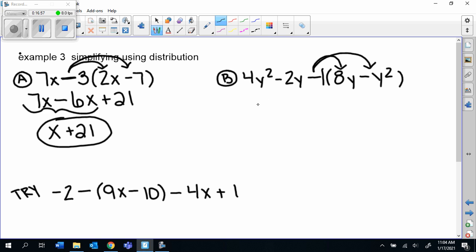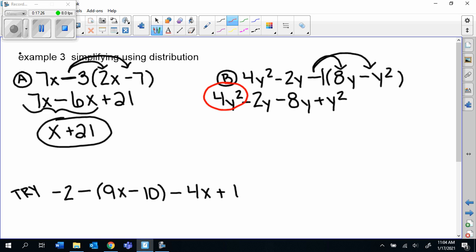I guess that's the tie-in to the order of operations, is we need to multiply that through the parentheses before we add and subtract. So that 4y squared is just going to come straight down, minus 2y. And then this is just going to change the signs. That's going to be the impact. So that's going to go -8y, and then a negative times a negative is a +y squared.